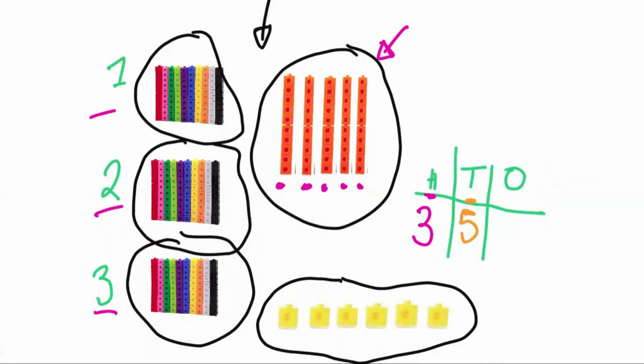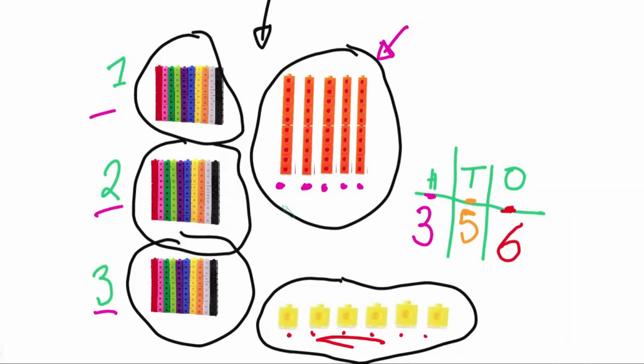Okay. And then the last one, how many ones? The O stands for ones in hundreds, tens, and ones. So how many ones in this group do we have? Let's count them up nice and simple. 1, 2, 3, 4, 5, and 6. We have 6 ones. So what number are we going to pop in our hundreds, tens, and ones grid? That's correct. We're going to pop in a number 6 just like that.